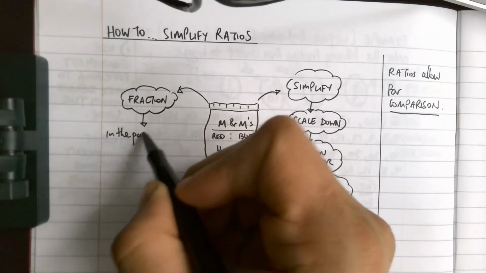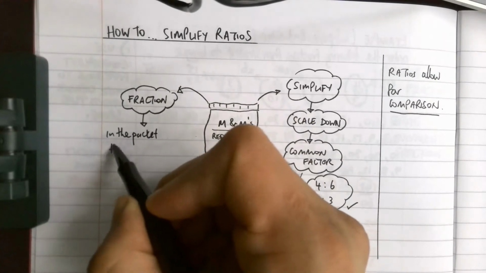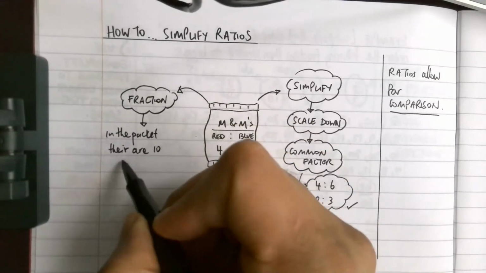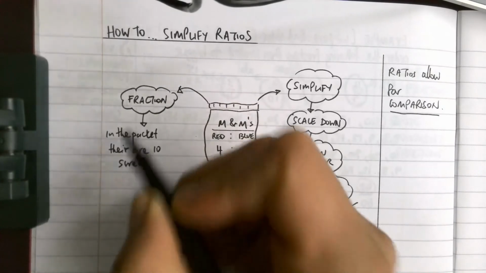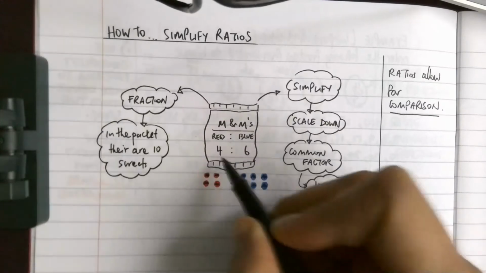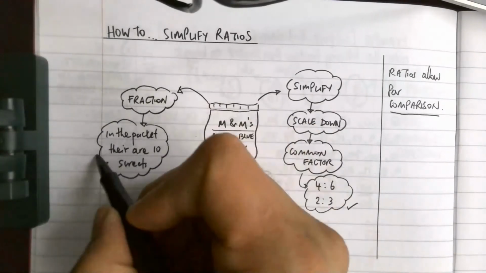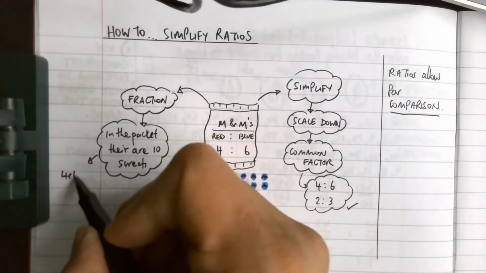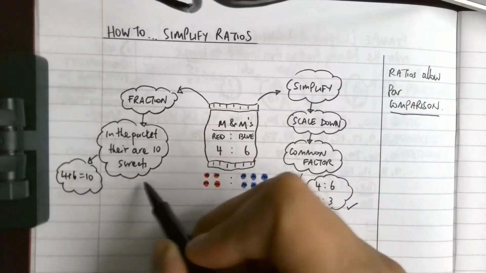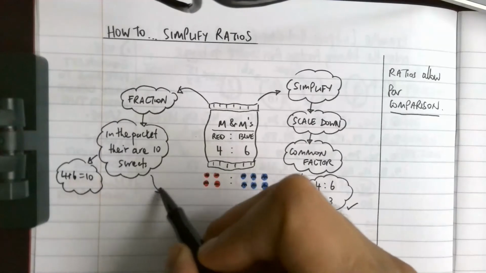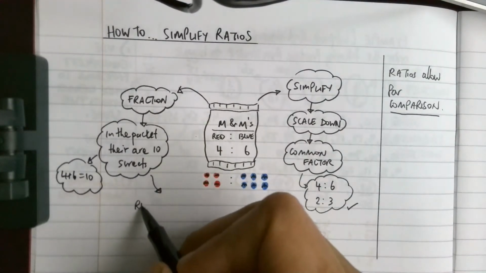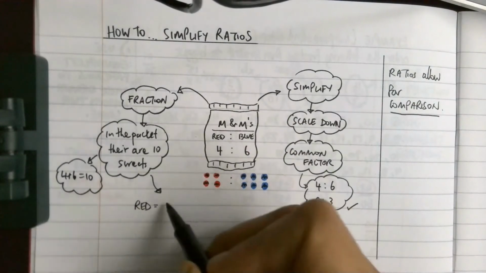We can also write the contents, the ratio, in the form of a fraction. In the packet there are 10 sweets, because 4 plus 6 is 10. So out of that 10, 4 of those are red. So we can write red as 4 tenths, 4 over 10. Out of every 10 sweets in the M&M's bag, 4 are red, so 4 tenths.